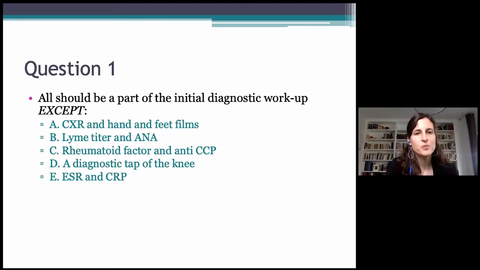So all of this should be part of the initial diagnostic workup, except A, chest x-ray and hand and foot films, B, Lyme titer and ANA, C, rheumatoid factor and anti-CCP, D, a diagnostic tap of the knee, or E, ESR and CRP.